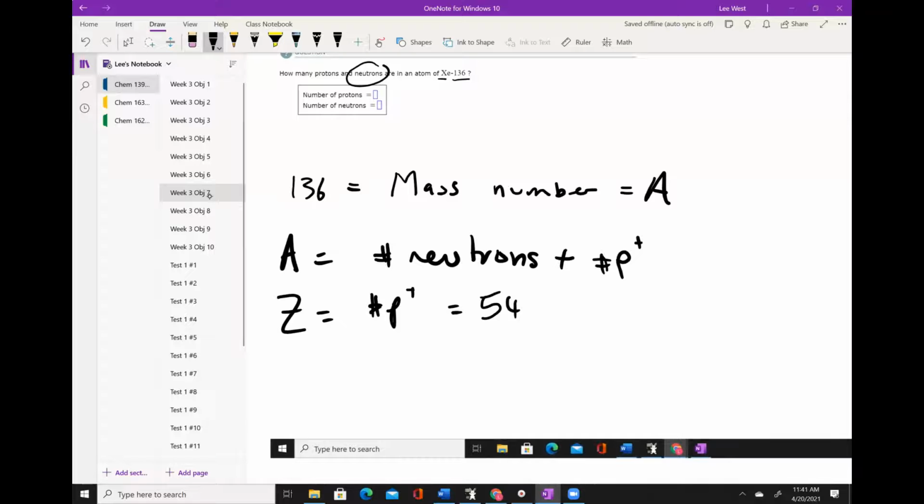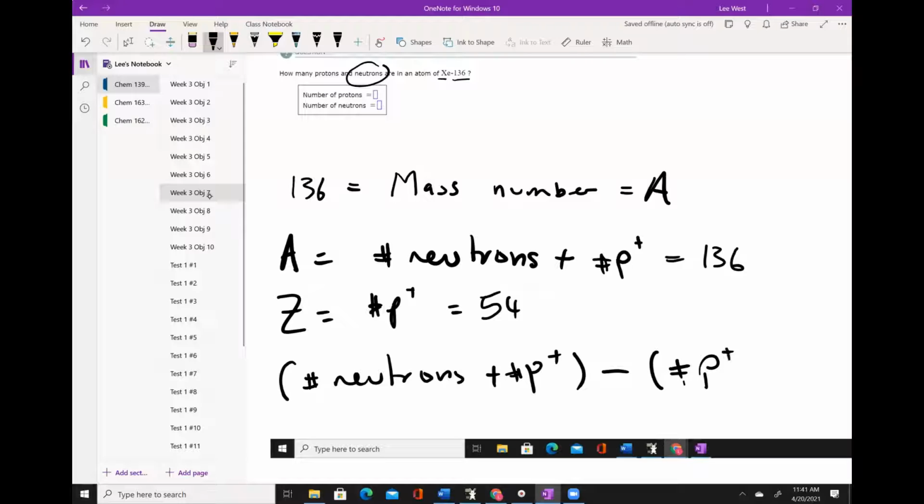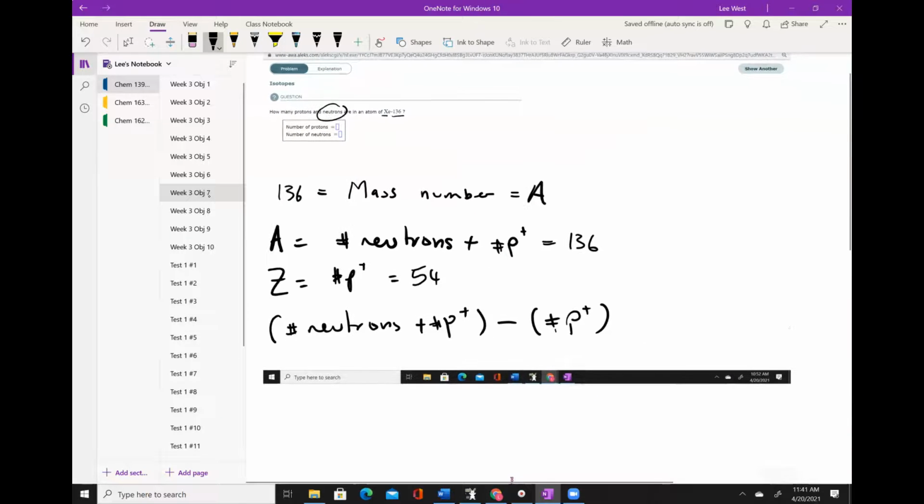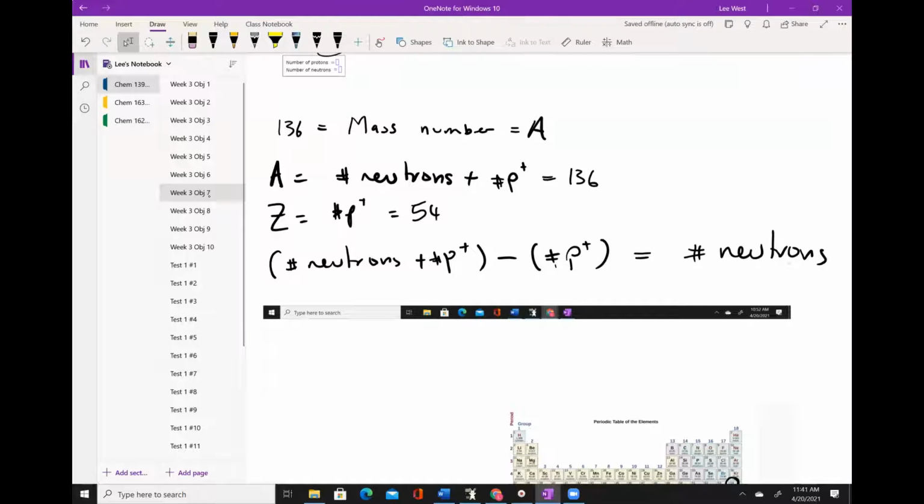So if I was to do the number of neutrons plus protons minus the number of protons, hopefully you can see what is left is the number of neutrons. There you go. So what you want to really take in mind is that the mass number minus the atomic number gives you the number of neutrons.